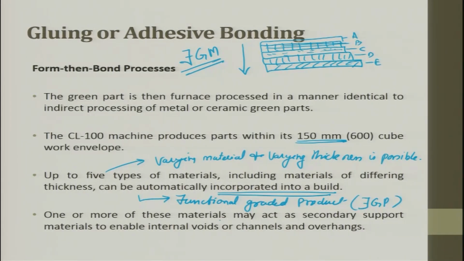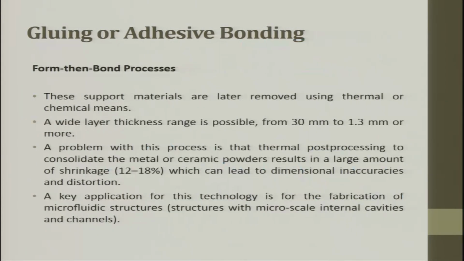One or more of these materials may act as a secondary support material to enable internal voids or channels and overhangs. These supporting materials are later removed using thermal and chemical means. A wide layer thickness range is possible, from 30 micrometers to 1.3 millimeters.